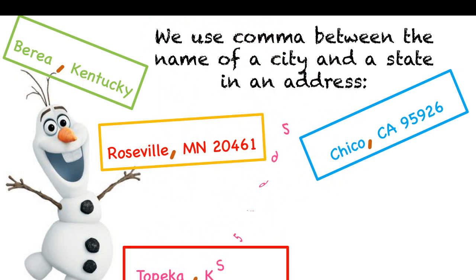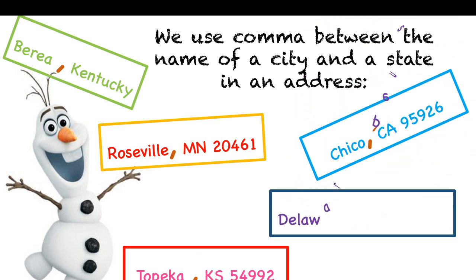And one more example. Topeka, KS 54992. We have three parts. City, KS stands for Kansas. Kansas, it's a state. And we have a zip code. Where shall we put the comma? Between the city and the state. Right here. Or remember, after the city.